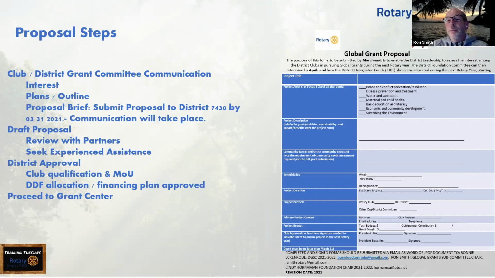So if you are thinking about doing a global grant and you're in the process of writing the grant, then having an MOU for the global grants is required. And you get that form also on the Rotary District 7430 website. And then once the grant committee, sometime in April, approves your project conditionally, then you're in the district designated fund pipeline, and then there's a lot of other things that need to get done.